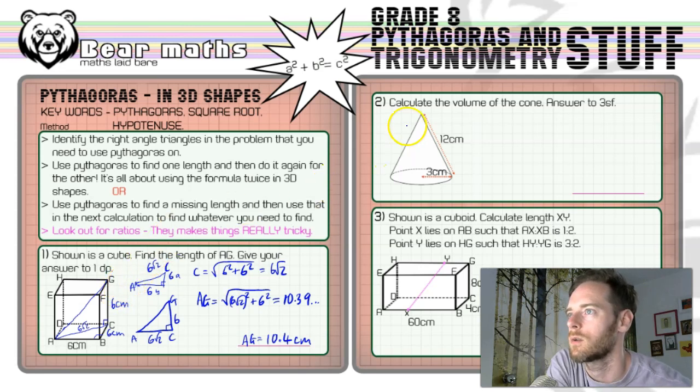Anyway, let's have a look at the second question. Got to calculate the volume of a cone. Answer to 3 significant figures. Now, the volume of a cone, you will be given the formula for that. All right, that's 1/3 of the surrounding prism.